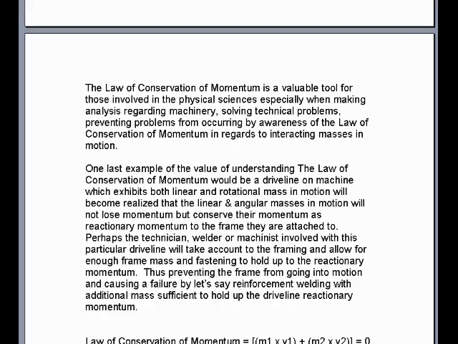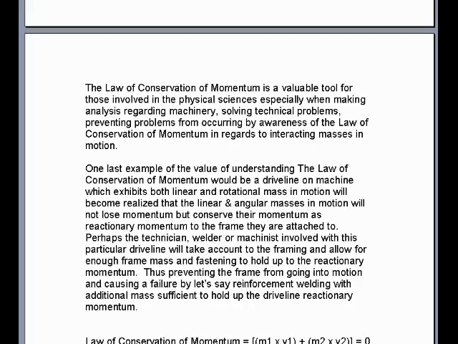The law of conservation of momentum is a valuable tool for those involved in the physical sciences, especially when making analysis regarding machinery, solving technical problems, and preventing problems from occurring by awareness of the law of conservation of momentum in regards to interacting masses in motion.